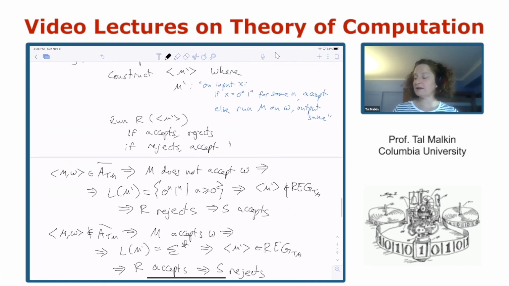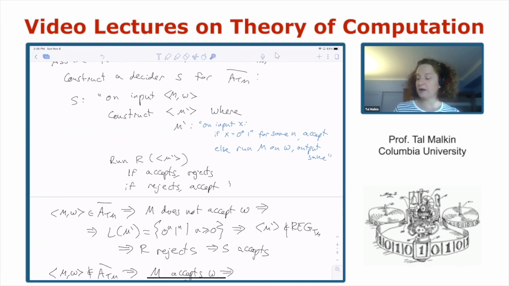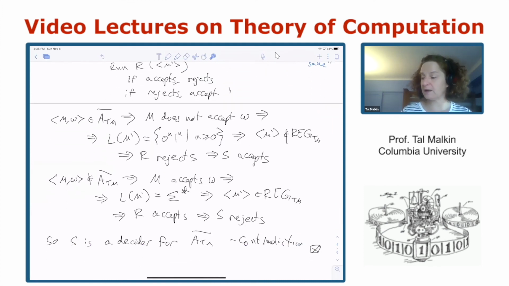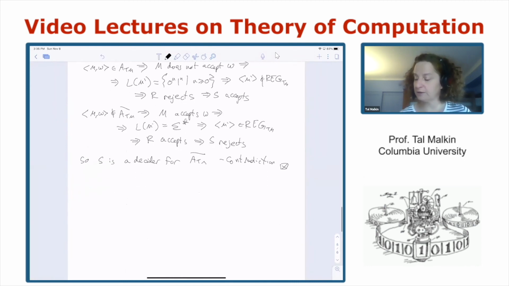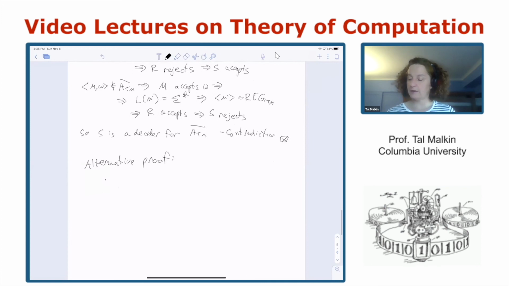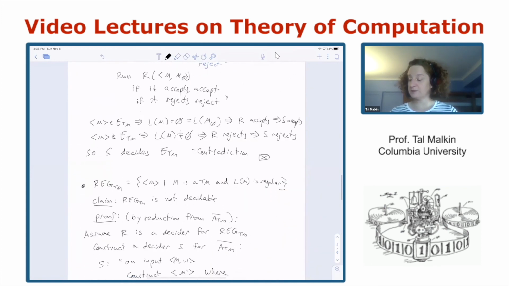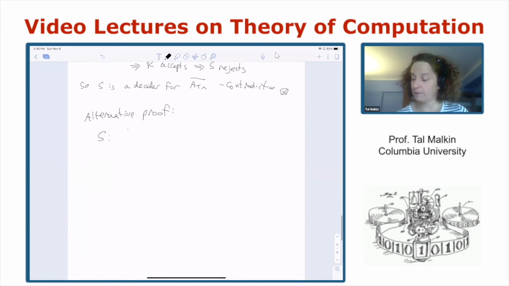Let me just comment that the way I constructed the reduction, I had to flip from accept to reject and from reject to accept. Let me show an alternative proof. Just sometimes it helps to show you a different proof. Alternative proof, very similar. I'll construct M prime differently. So for S prime, here is an alternative: on input MW, construct a different M prime.